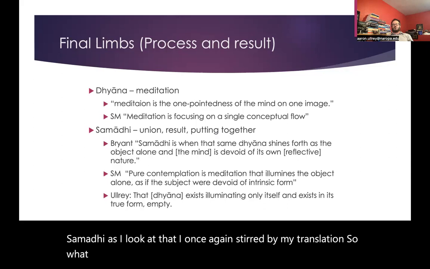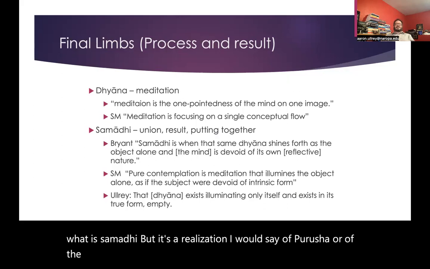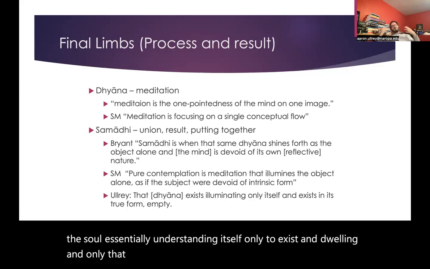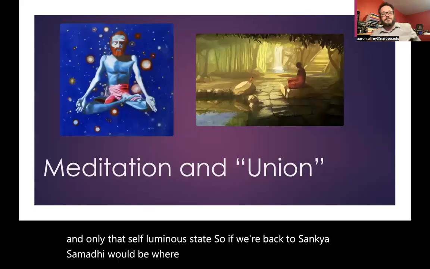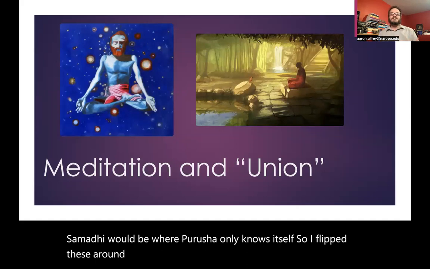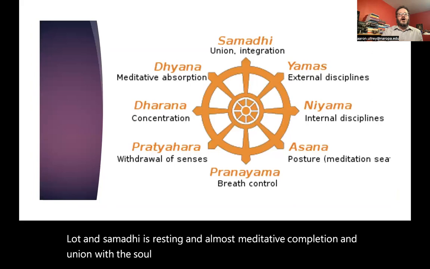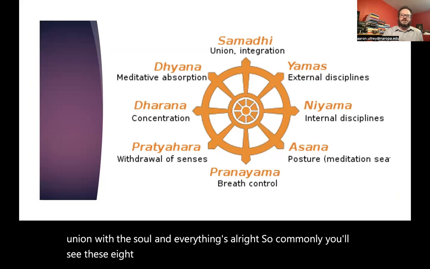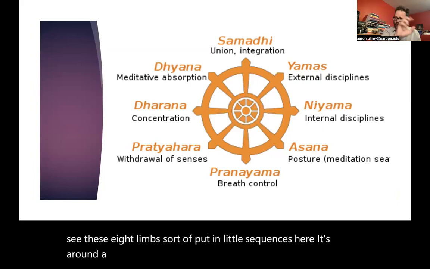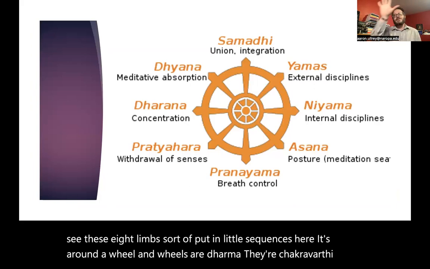So what is samadhi? It's a realization, I would say, of Purusha, or of the soul, essentially understanding itself only to exist and dwelling in only that self-luminous state. So if we're back to Samkhya, samadhi would be where Purusha only knows itself. So I flipped these around a little bit. Notice meditation is sitting in that meditative spot, and samadhi is resting in almost like meditative completion and union with the soul and everything. All right, so commonly you'll see these eight limbs put in little sequences. Here it's around a wheel, and wheels are dharma. They're chakra, the wheels of dharma.